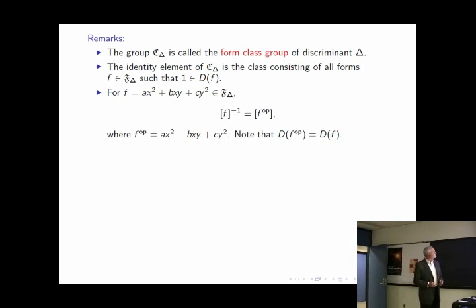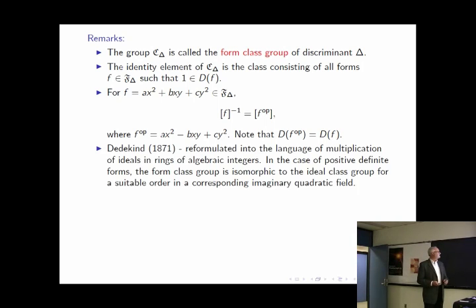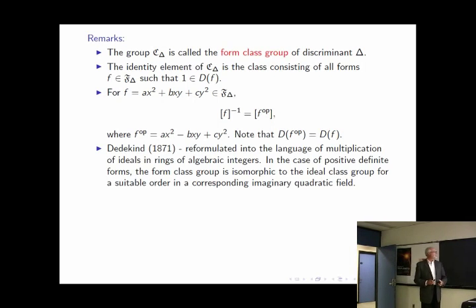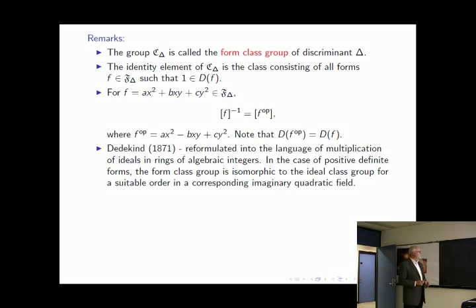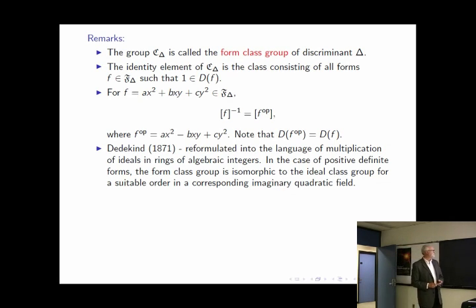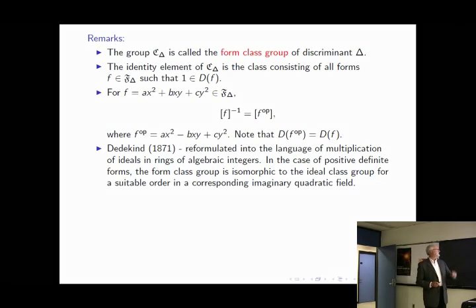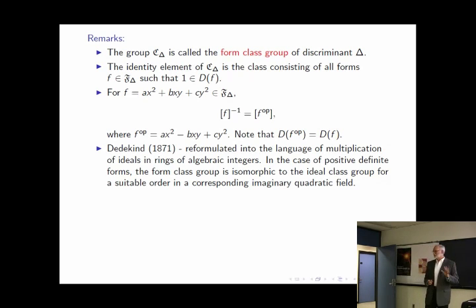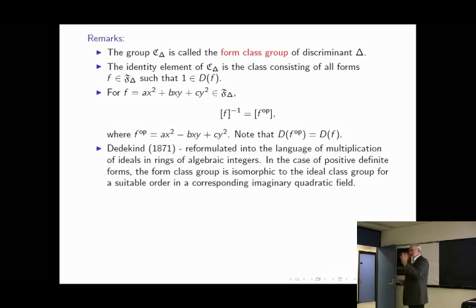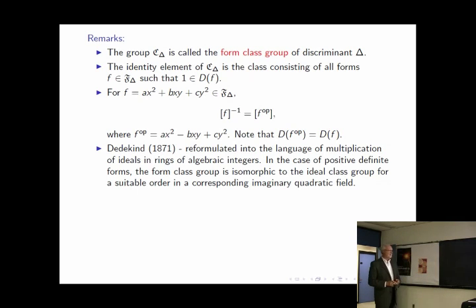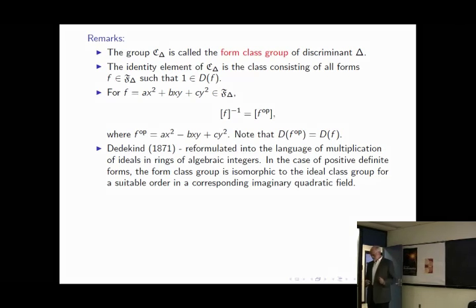Let's see, I think I have a couple of historical asides here. Much of this, when you see it in contemporary papers, it's in the guise of the language of ideals in rings of algebraic integers, initiated by Dedekind in the 1870s. And in this particular case that we're looking at, this form class group is isomorphic to what's called the ideal class group of a suitable order in an imaginary quadratic field.